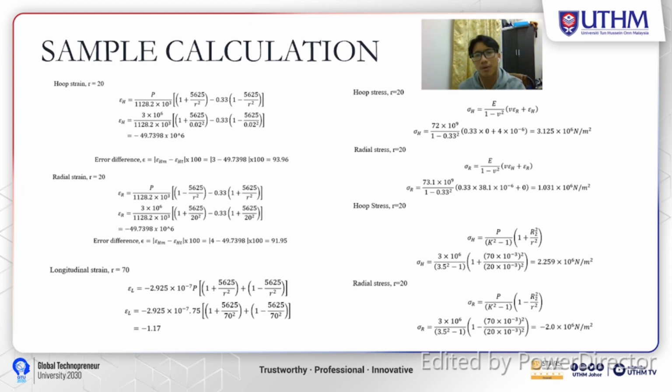For the hoop stress, the radius of 20, we use the formula and we got the answer for 3.125 times 10 to the power of 6. For the radial stress, we use also the radius 20 and we got the answer 1.031 times 10 to the power of 6. For hoop stress, we use the radius also 20 and we got the answer 2.259 times 10 to the power of 6. And lastly, for the radial stress, is the radius of 20, and we got the answer for it is negative 2.0 times 10 to the power of 6.